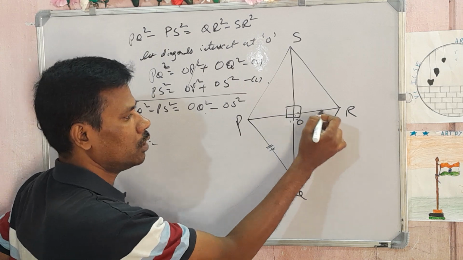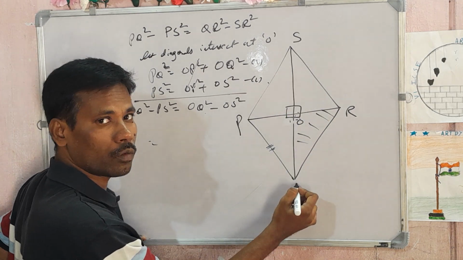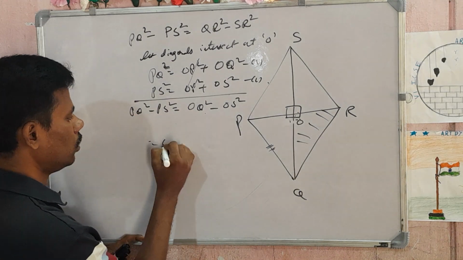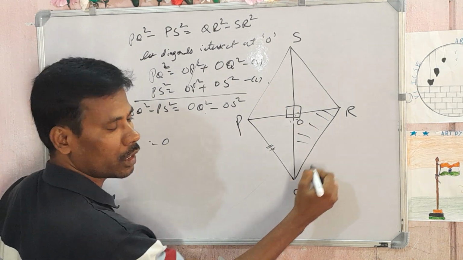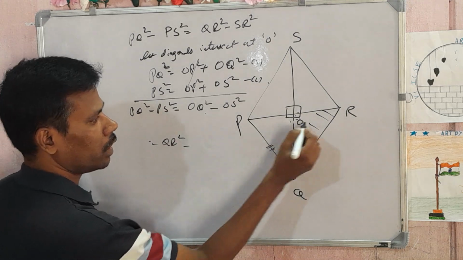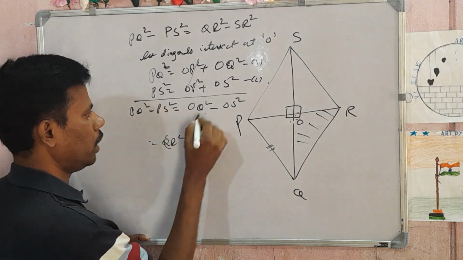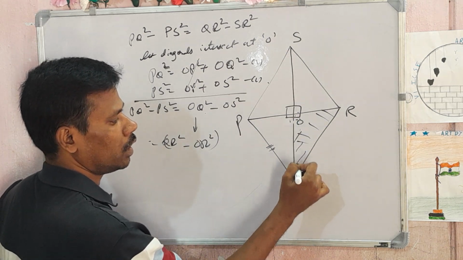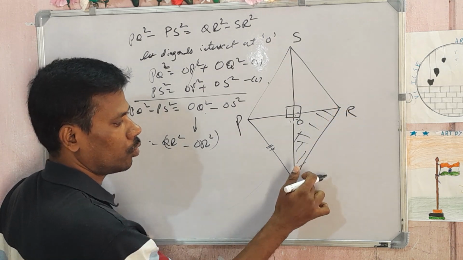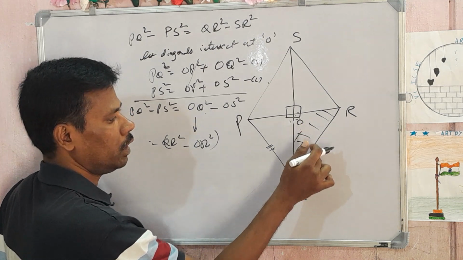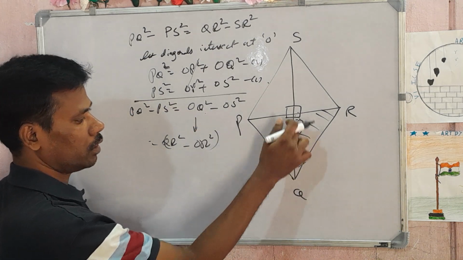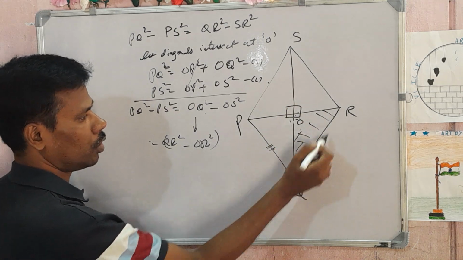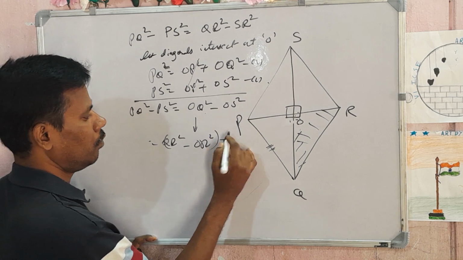Just I am asking OQ. This is the right angle triangle. OQ square, how will you get this one? By subtracting square on the hypotenuse minus the other side. So OQ square is QR square minus OR square. We'll get this OQ square. Just concentrate on this triangle. OQ square, how will you get? By subtracting square on the hypotenuse minus this side. So QR square minus OR square. In the same way, minus is outside.